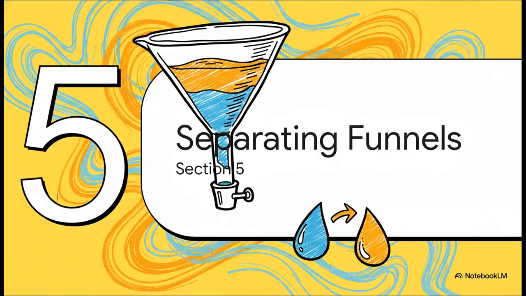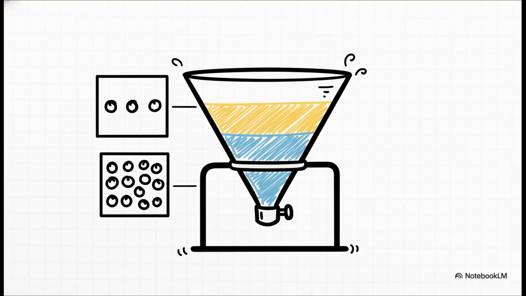All right, last but not least, section 5, using a separating funnel. We've talked a lot about miscible liquids, but how do we tackle liquids that simply refuse to mix together at all? Enter this separating funnel. This elegantly simple piece of glassware is used exclusively to isolate two immiscible liquids. The classic example here is oil and water. Because they just absolutely won't mix, they naturally separate into distinct layers based strictly on their different densities.